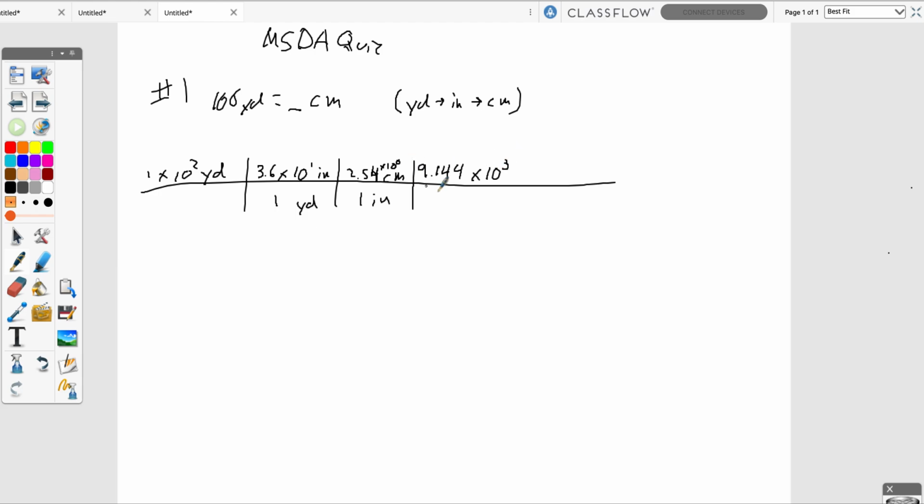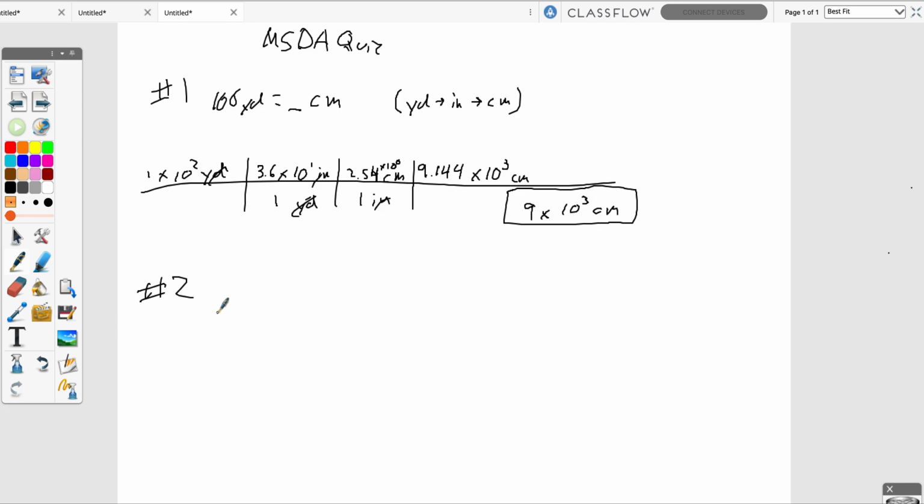Now, this would be correct, except for sig figs. The correct answer for this one is 9 times 10 to the 3rd. And we almost forgot to mark centimeters here, so we're going to write centimeters here. That's the correct answer. Because, once again, sorry, I haven't done this for a little while. Yards, yards. Inches, inches, and that leaves centimeters. We just slide it over with that. Okay, let's try number 2.